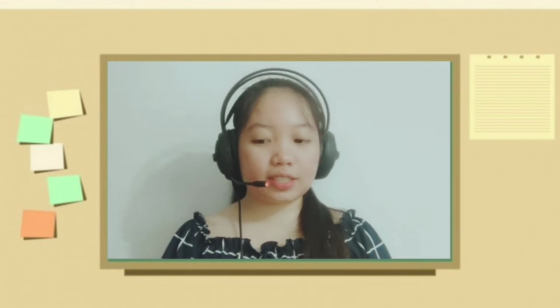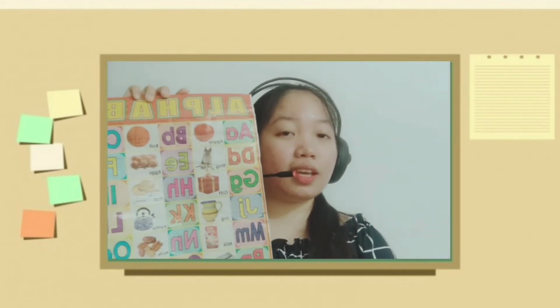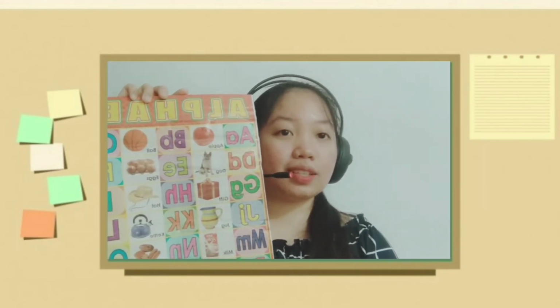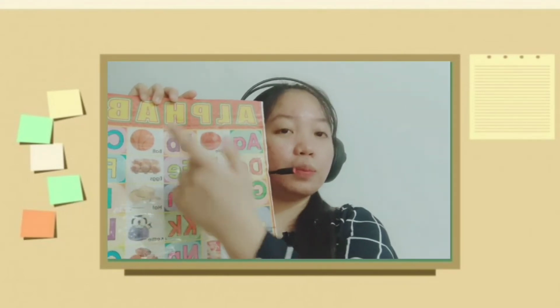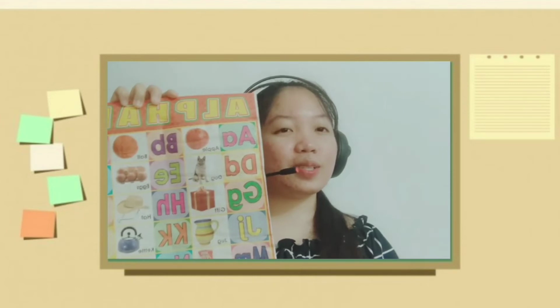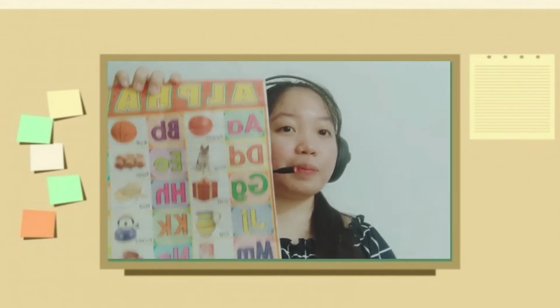And next, after the number charts, is the alphabet chart. Napaka-helpful nito kasi marirecognize ng mga kids natin ang mga sounds and things na connected sa letters. For example, ito, apple, ball, clock, diba? So, nagiging interested ang mga bata kapag meron tayong instructional materials.